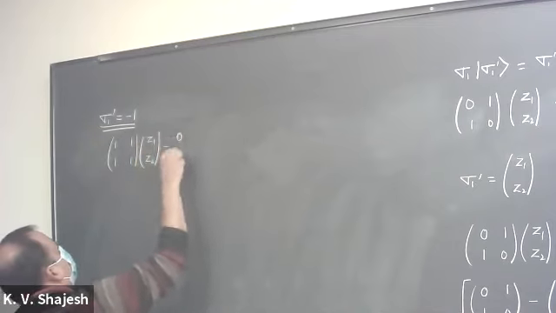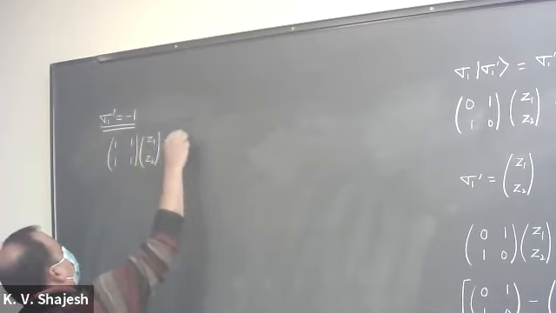acting on Z1, Z2 is equal to 0, 0. And this time you would say Z1 plus Z2 is equal to 0, so Z1 is equal to minus Z2. But we said it has to be normalized. So a normalized eigenvector involves magnitude of Z1 squared plus magnitude of Z2 squared equal to 1. That's the normalization.